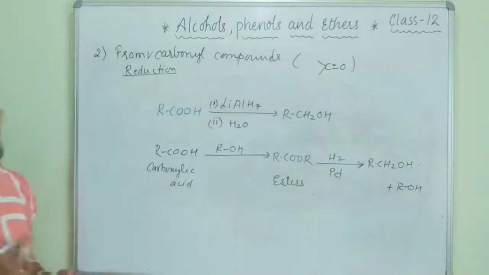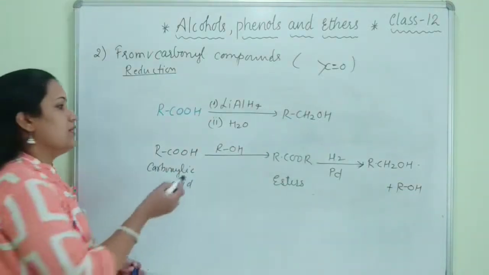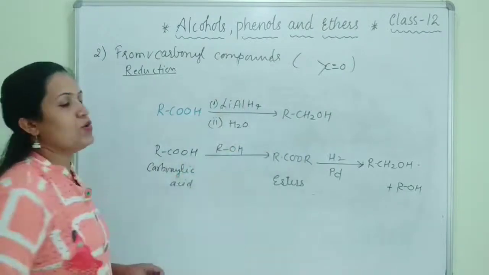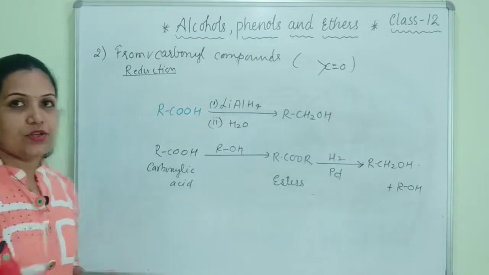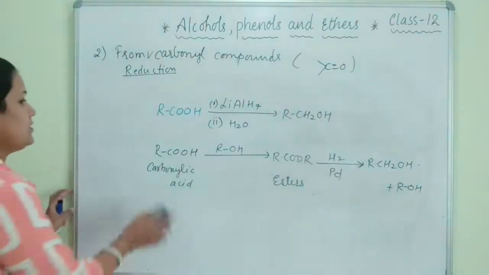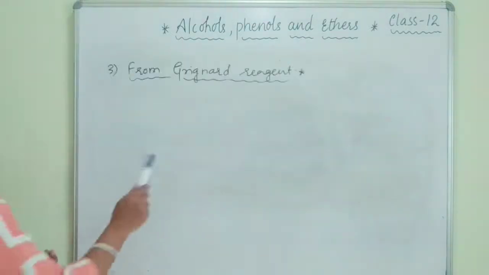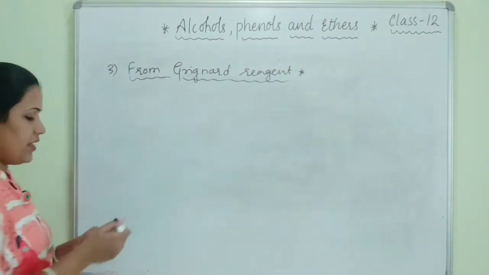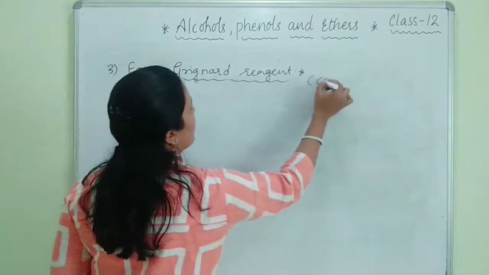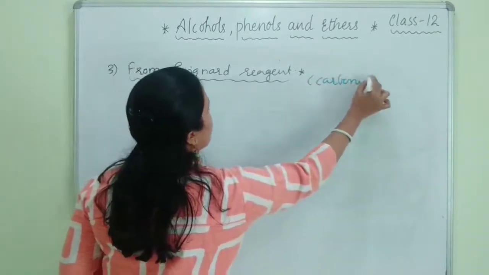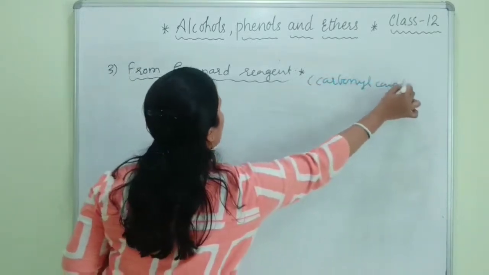So okay, esters can also be converted into alcohol, and carboxylic acid can also be converted directly into alcohol. So this is the second method of preparation of alcohol. Now let's see the third method, which is from Grignard reagent. Grignard reagent is specifically for carbonyl compounds. Now let's see the mechanism of it.